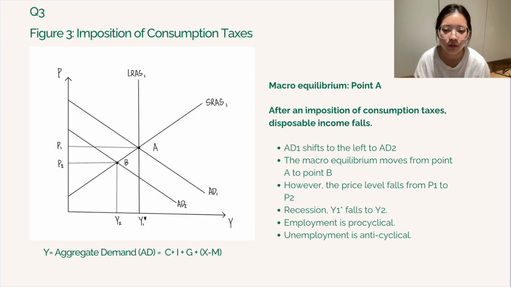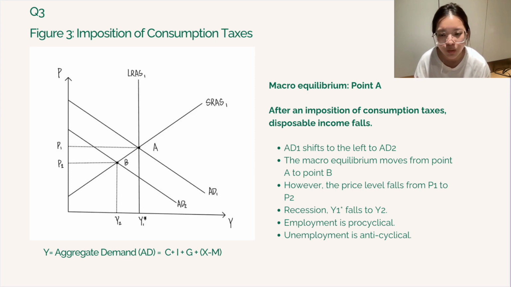For question 3, the macroeconomic effects of consumption tax are examined, with particular focus on how they affect aggregate supply and aggregate demand. Initially, the macro equilibrium is at point A, where output is at the full employment level Y1 star and the price level at P1. After imposition of the consumption tax, the excise tax increases the price of goods and services. As consumers pay higher prices, their disposable income will fall. Hence, consumers will consume fewer goods and services in the short run.